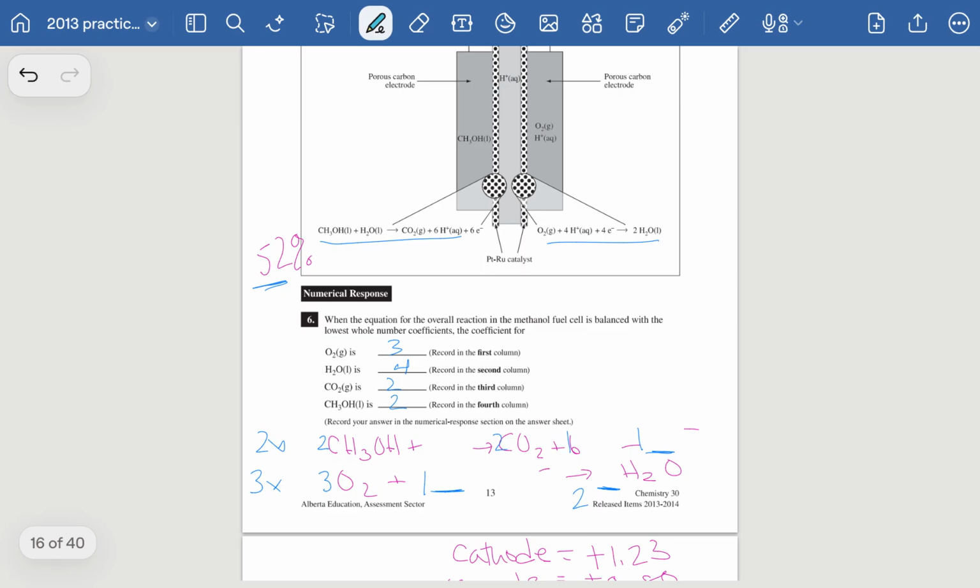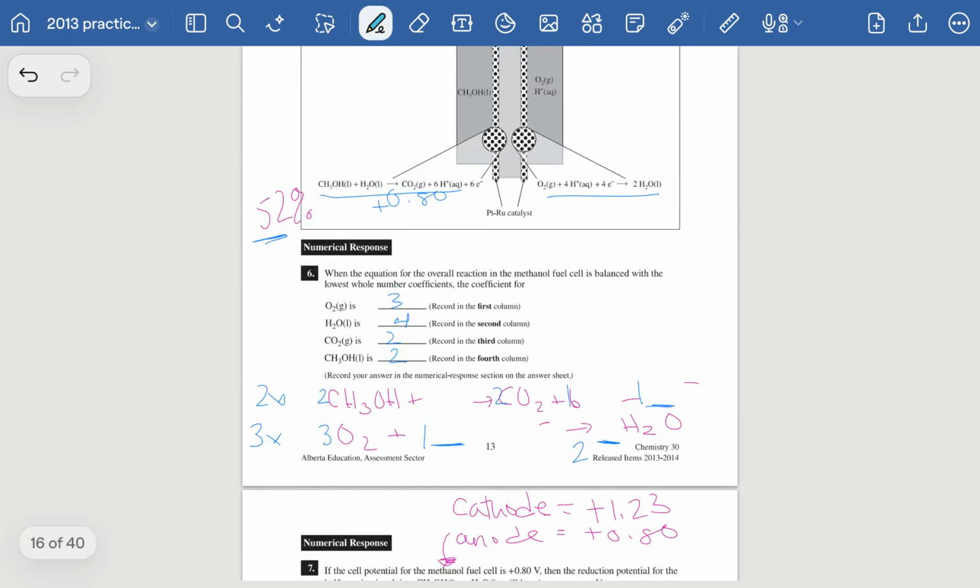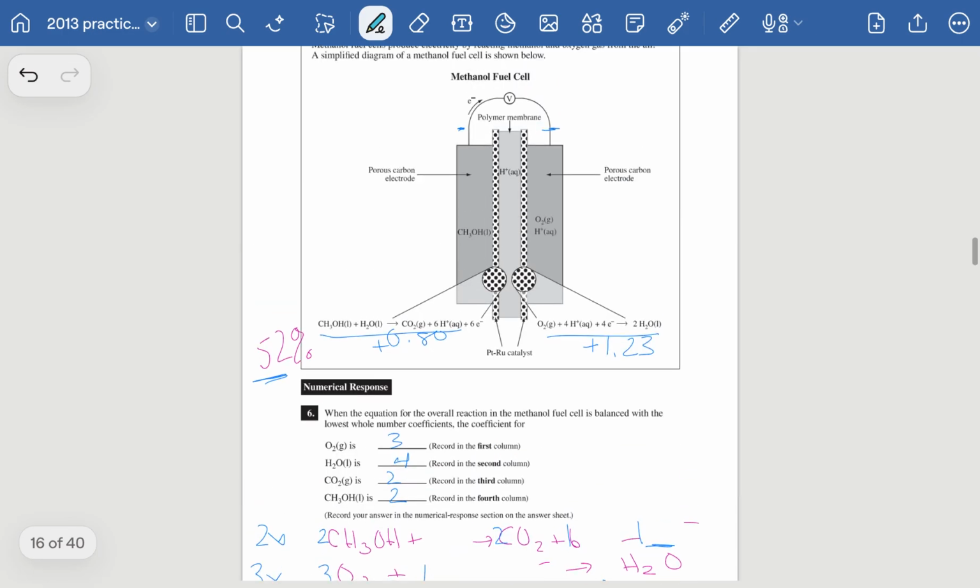Okay, so the other part, when we're going into the second one, we're going to get a little bit of information. They'll tell us that this reaction over here is going to be positive 0.80, so we're getting that just from the question. And then this second half reaction you get from your data booklet is positive 1.23. Now, if you missed this about the electron flow and you haven't identified your anode and cathode, you can always identify it as your cathode has a higher cell potential.